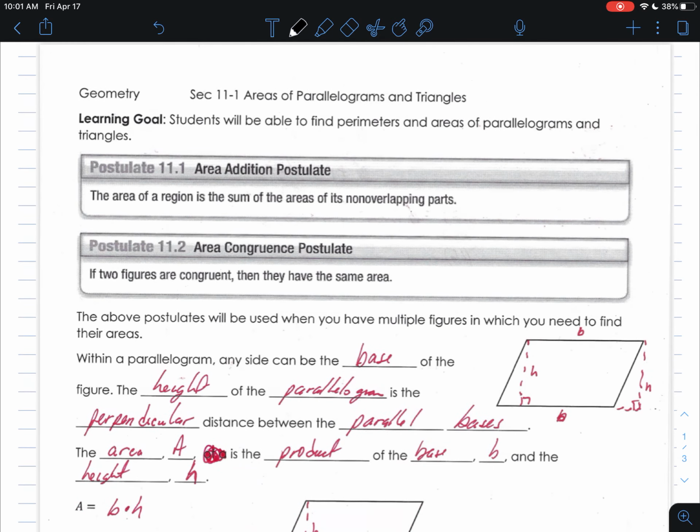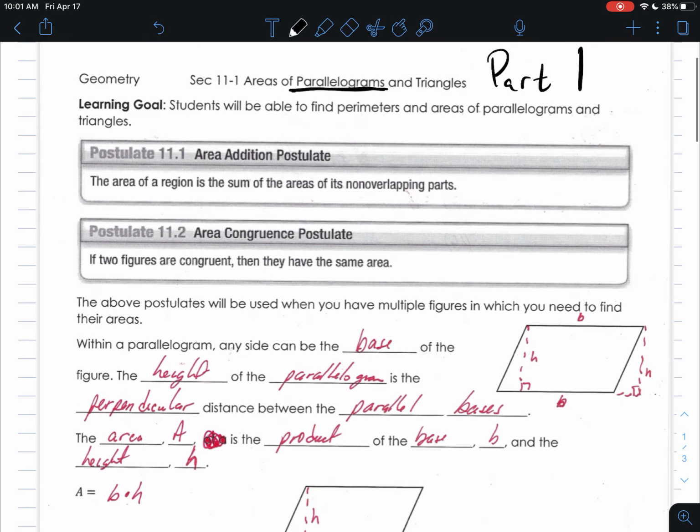Today we're going to be starting chapter 11, section 1. I'm going to write right here, part 1. Okay, we're only going to do parallelograms. That's going to be what we're focusing on. And triangles will be part 2.